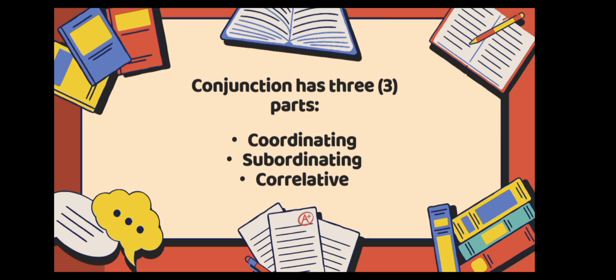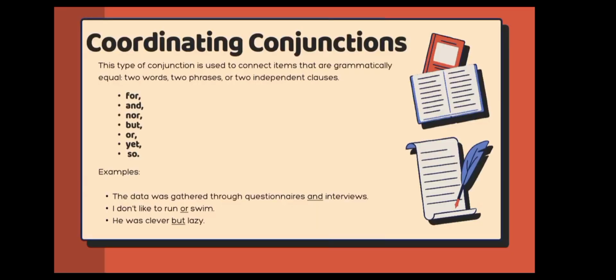Class, are you all excited about what's the difference between them and their functions? Fret not, because we will tackle each one of them one by one. First is the coordinating conjunctions. Let me read the definition. This type of conjunction is used to connect items that are grammatically equal: two words, two phrases, or two independent clauses. This is pretty much understandable.